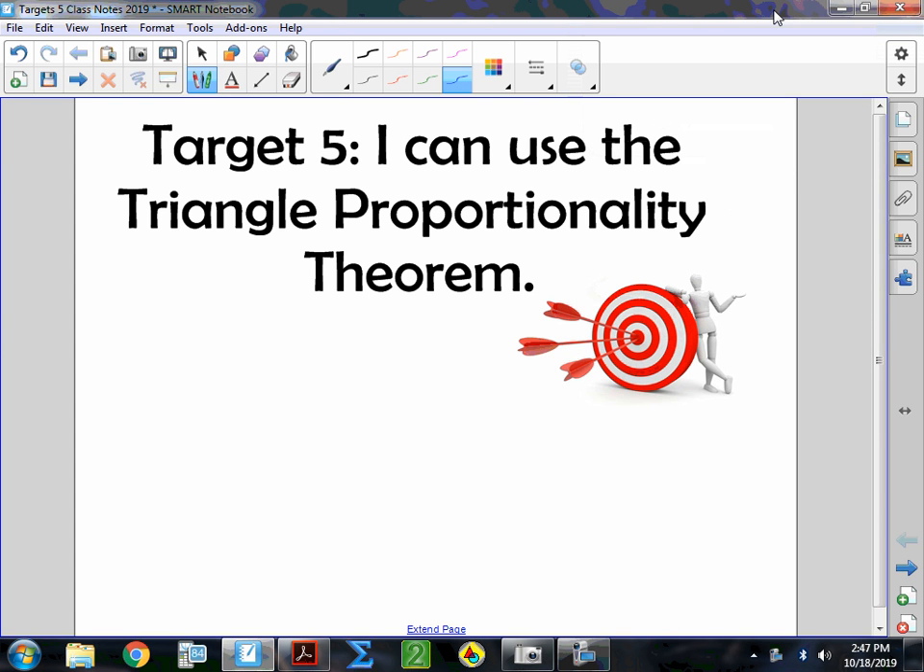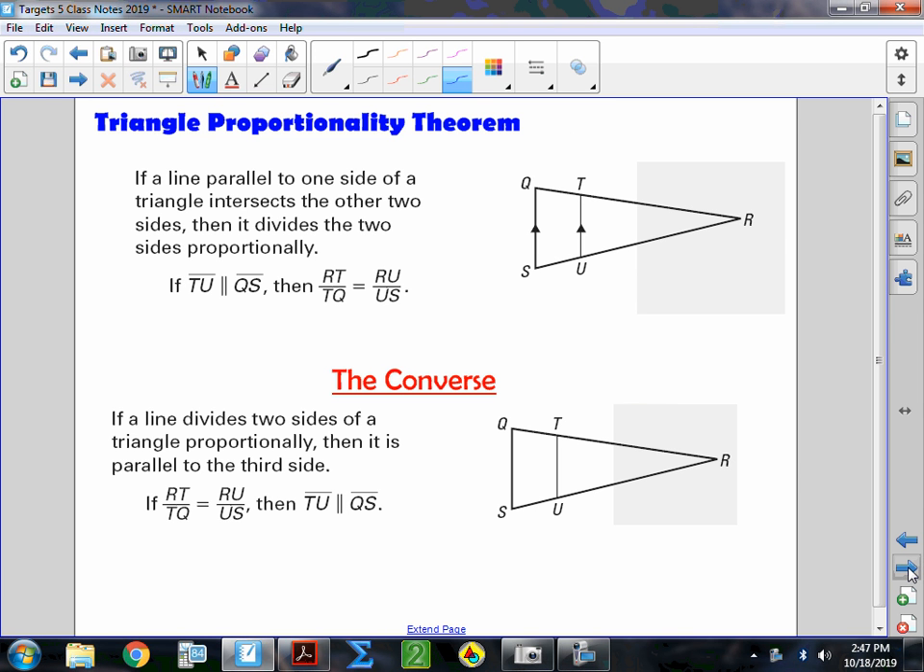Okay, this is Unit 4 on similarity, Target 5, using the triangle proportionality theorem. I'm going to make a couple different videos to go with the lesson for you. Okay, the triangle proportionality theorem talks about there being a parallel line inside a triangle.